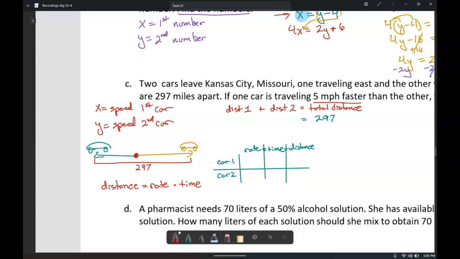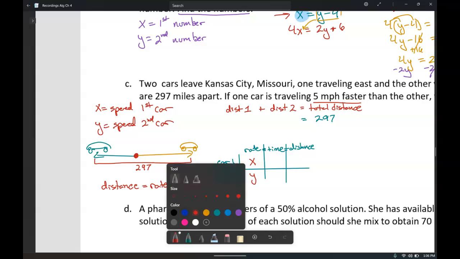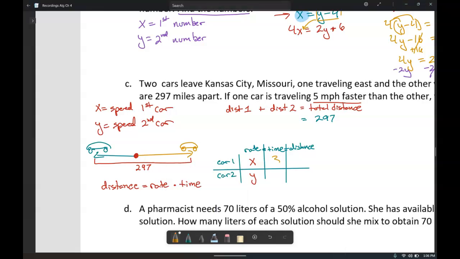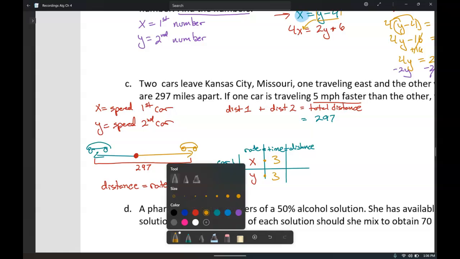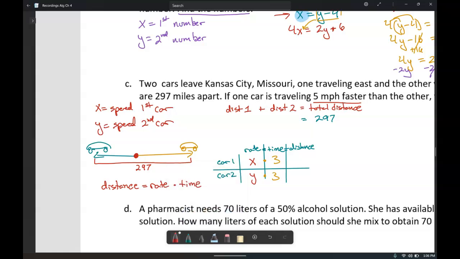Well, let's think back. Our variable x represents the speed of the first car. So that's the first car's rate, and the second car's rate is y. And then time, well, time is the same for both of those. They were both traveling for 3 hours. And then lastly, we can go ahead and actually get something that represents our distance as being 3x and 3y.